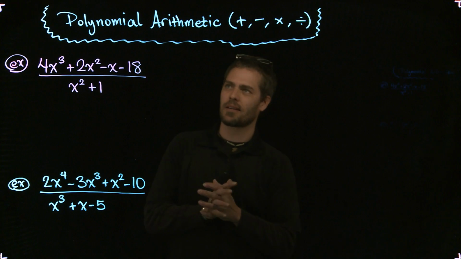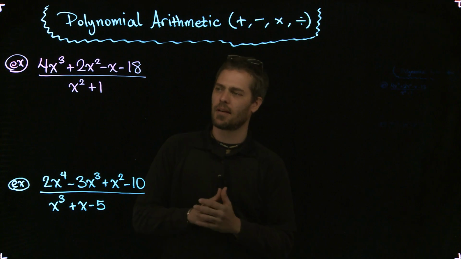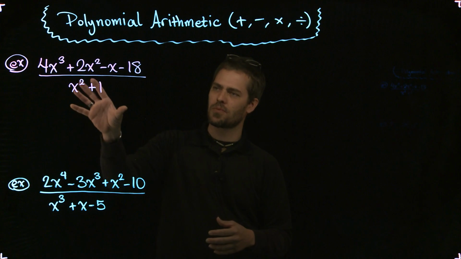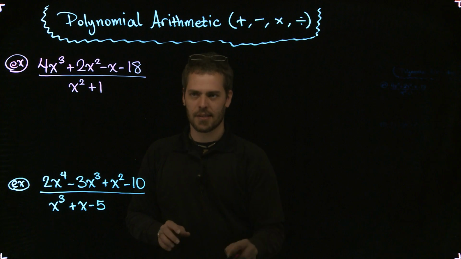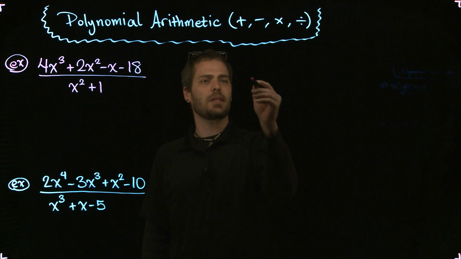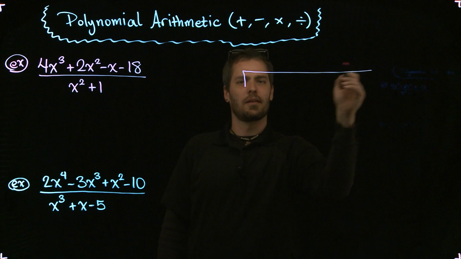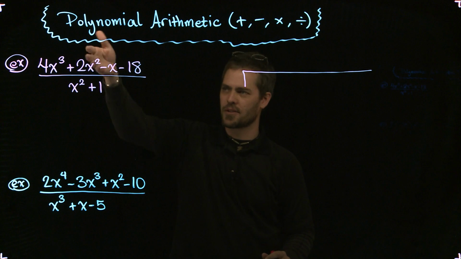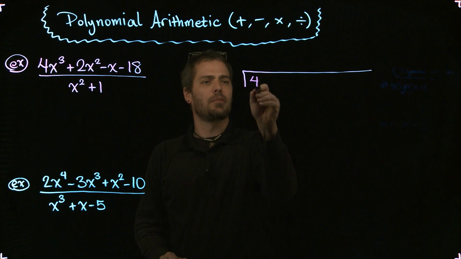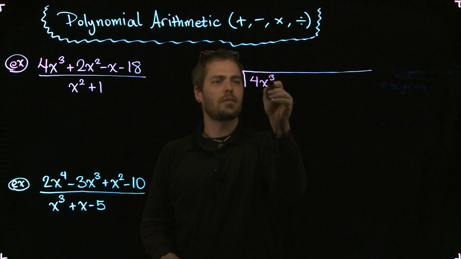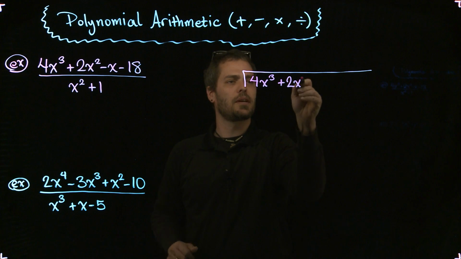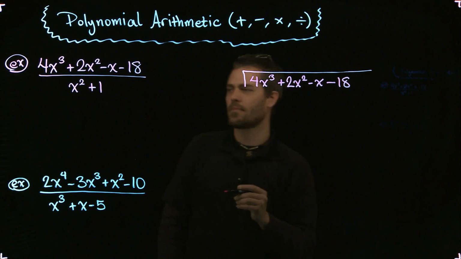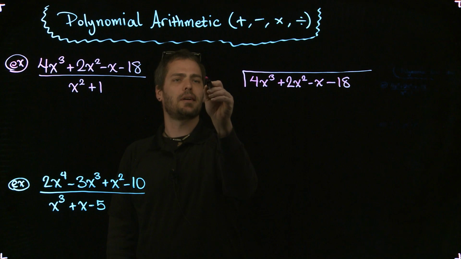Hi, we're back talking about polynomial arithmetic, and I wanted just to go over a couple more examples of dividing polynomials. So let me start with this first one, and I'm going to go ahead and put this in a long division format so that it looks something like the following. Remember, the top of this fraction, the first thing is what goes under the bar, even if you're just dividing a couple numbers. So I'll put up here 4x cubed plus 2x squared minus x minus 18, all under, and x squared plus 1 on the outside.